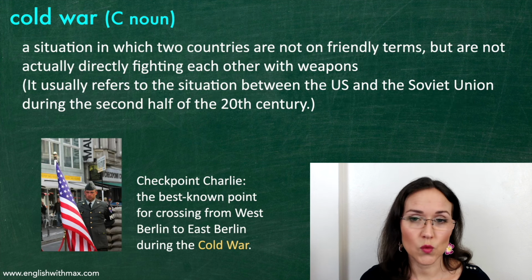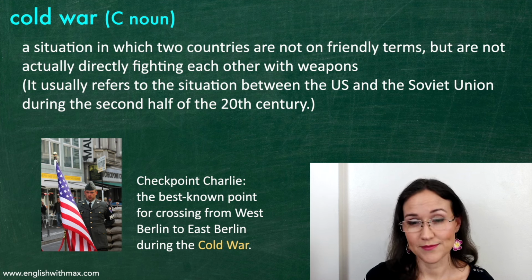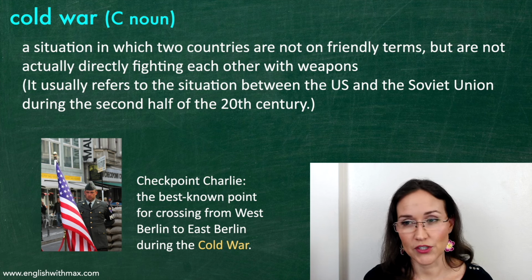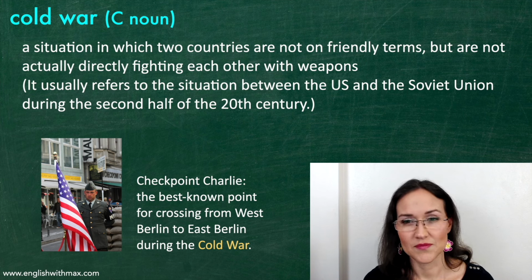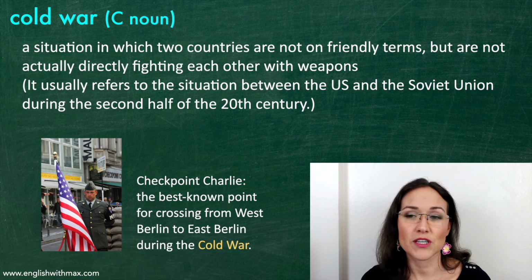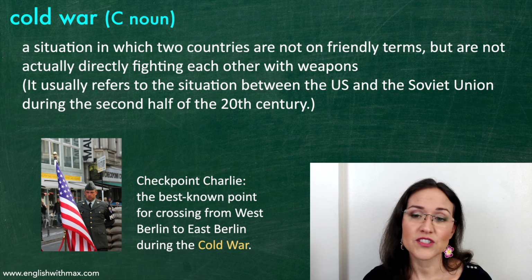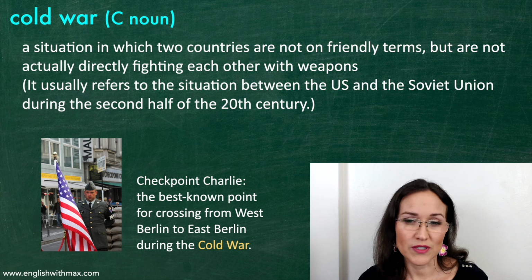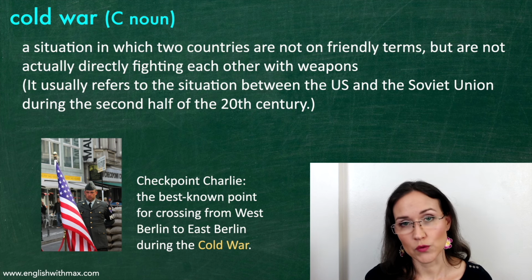Now we have Cold War. Cold War. It's a countable noun. It means a situation in which two countries are not on friendly terms, but are not actually directly fighting each other with weapons. It usually refers to the situation between the US and the Soviet Union during the second half of the 20th century. In the picture, you can see Checkpoint Charlie. That was the best known point for crossing from West Berlin to East Berlin during the Cold War.